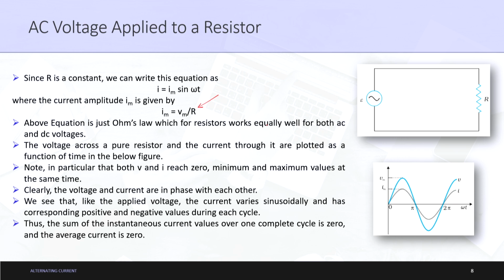What will be the difference? The difference will be only that in AC voltage there is a sinusoidal waveform, so a sin omega t value may come, but in terms of DC voltage there will not be any such value, the Im or Vm value will be constant.